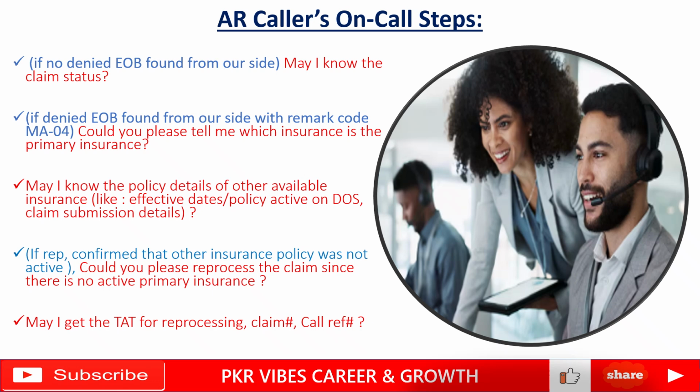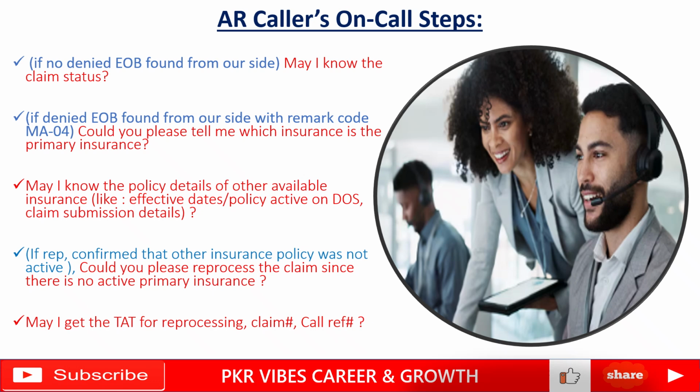And for example, if the rep reprocesses the claim, then you have to ask, may I get the turnaround time for the reprocessing period? Sometimes the insurance representative will say it might take 30 to 40 or 30 to 45 business days, not including non-business days, like Saturdays and Sundays. So they will tell you that the reprocess takes 30 business days or 40 business days.